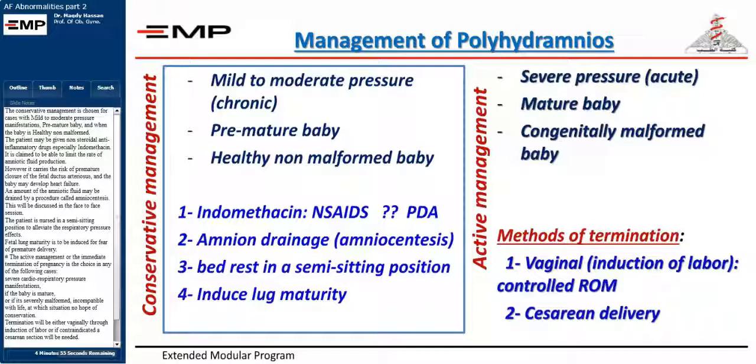The active management or the immediate termination of pregnancy is the choice in any of the following cases. Severe cardio-respiratory pressure manifestations. If the baby is mature, or if it's severely malformed, incompatible with life, at which situation no hope of conservation. Termination will be either vaginally through induction of labor, or if contraindicated, a cesarean section will be needed.